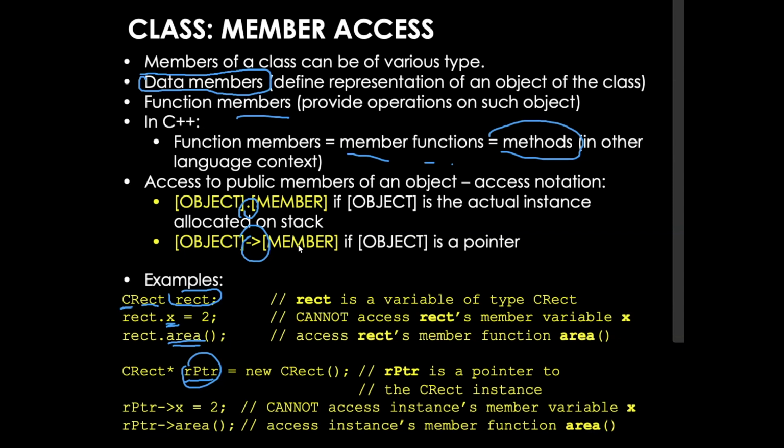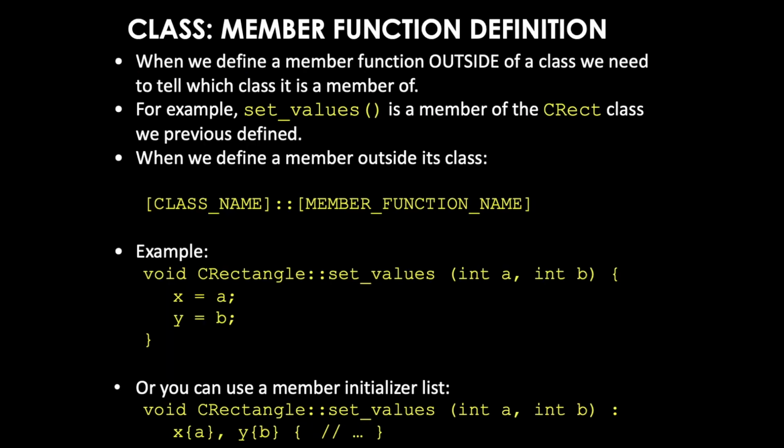In either case, the rules for the access specifiers stand. If they are private, meaning if x is private, then you cannot access it. Now, if the area is under public, meaning publicly accessible, then you can invoke the area method directly using the dot operator on a declared instance, or using the arrow operator if this is dynamically allocated on a heap.